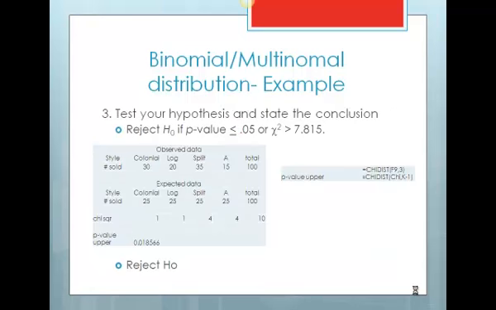Now I ask myself, is 0.0185 less than or equal to 0.05? And the answer is yes. Therefore, I will reject my H0. Okay? So that tells me what? Oh, and I have it written out the other way as well, because this is a right tail chi-squared test.